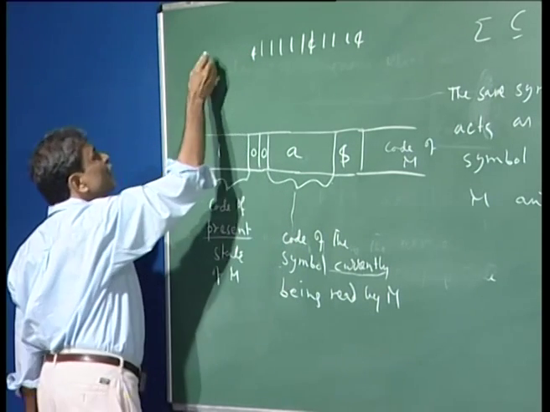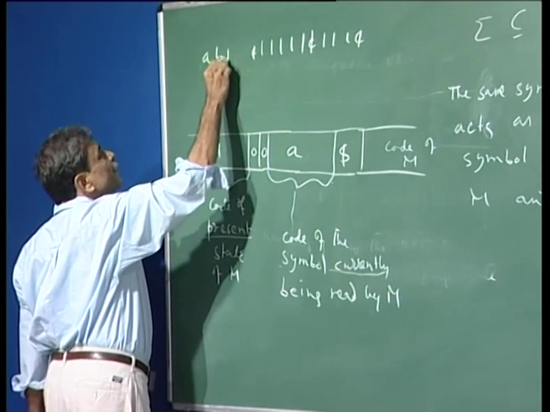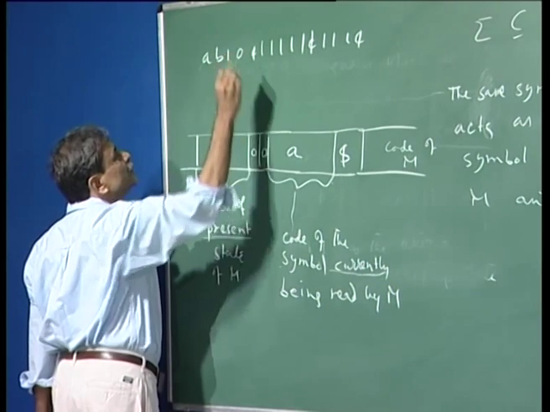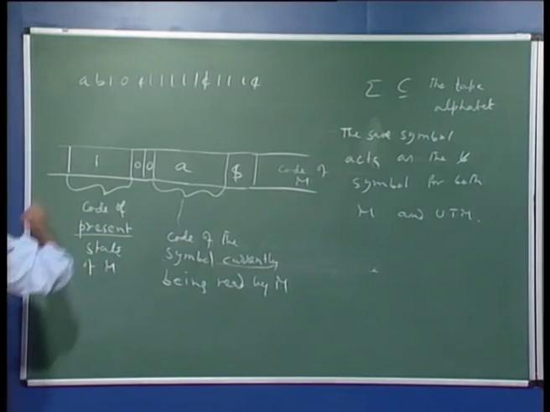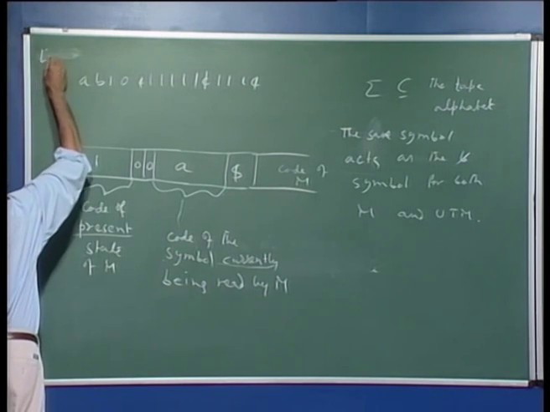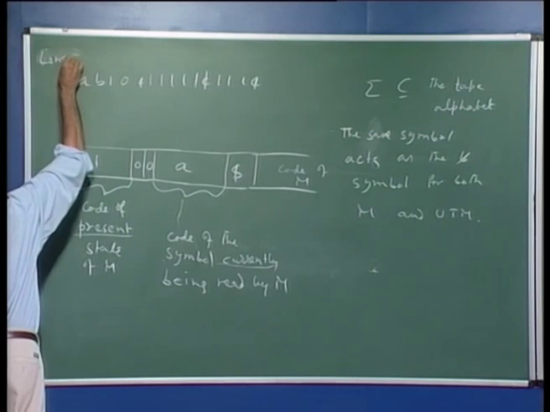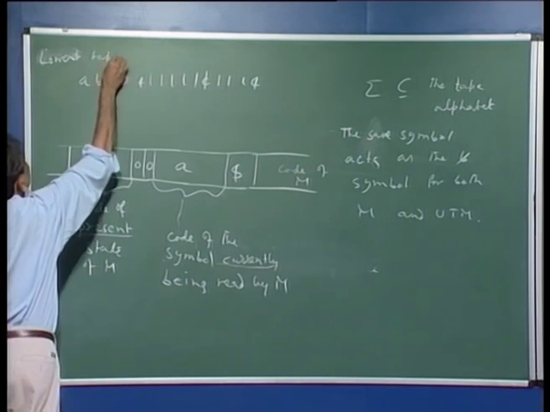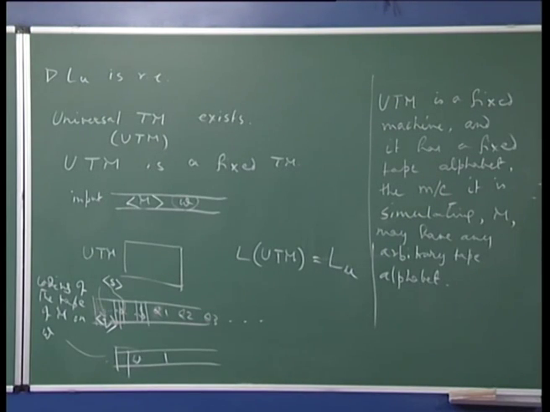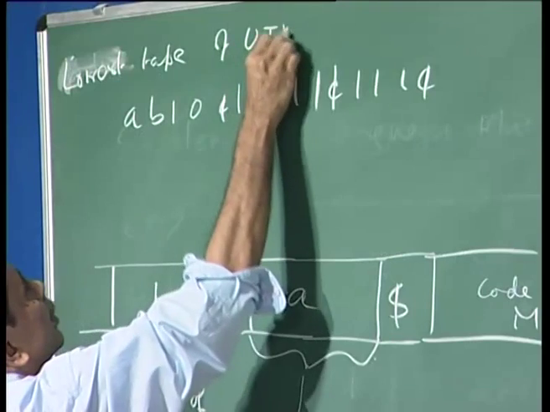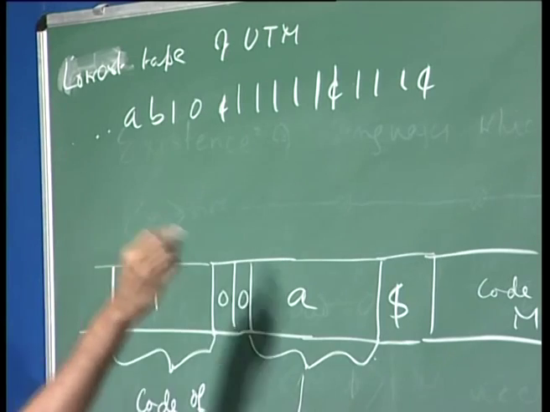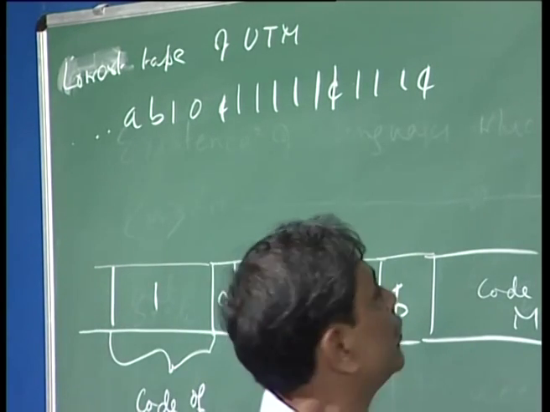And then here we may have something like A, B, 1, maybe 0, which is okay. So, this is how the coded, or the lowest tape of UTM, the lowest tape is this one, the tape of UTM will look like something like this. Of course, there will be lots of blanks because blank symbols are common for both.